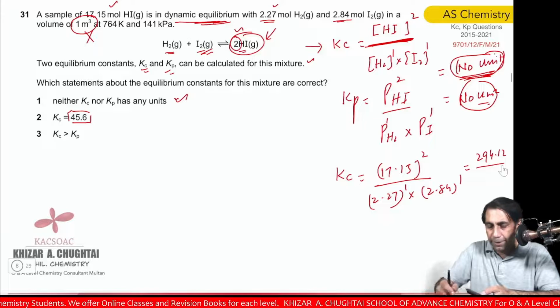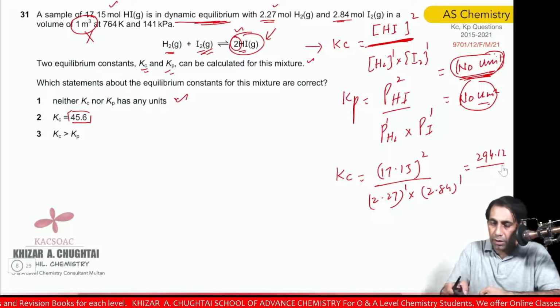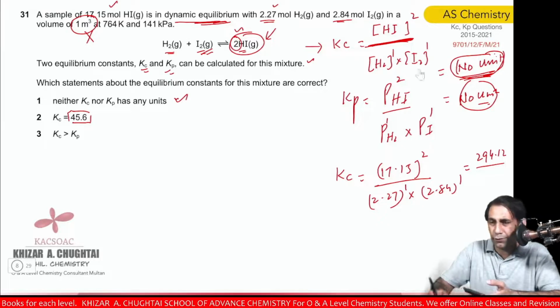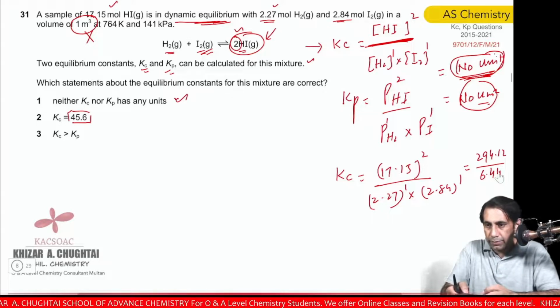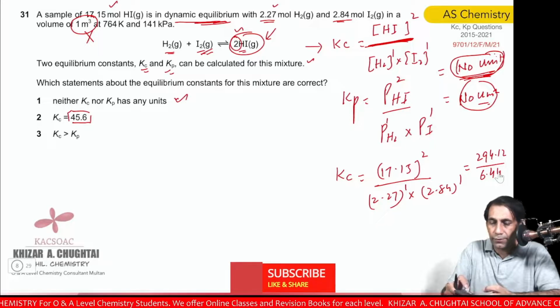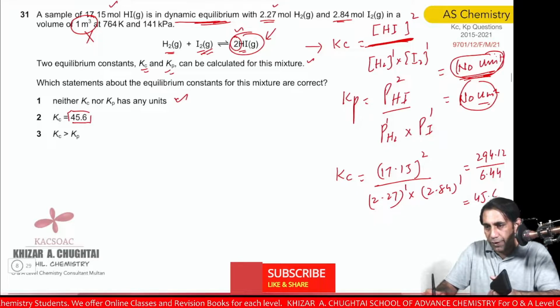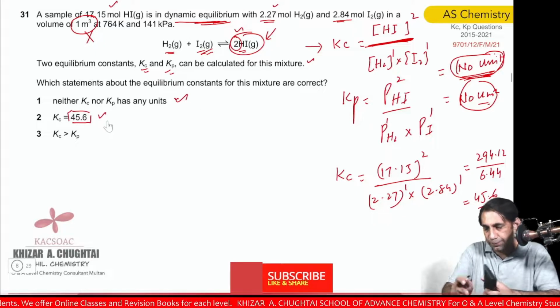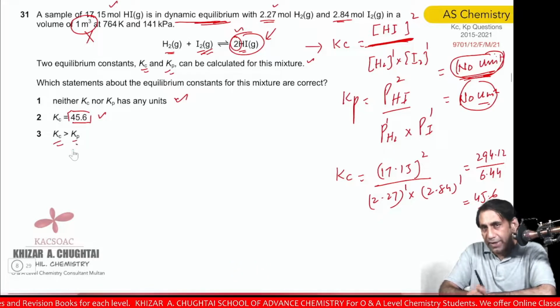294.12 divided by 2.27 multiplied by 2.84, and the answer is almost 6.44. Then 294.12 divided by 6.44 is 45.6. Yes, it is true, its value of Kc is 45.6. It is also true. The next one: the answer of Kc is higher than that of Kp.